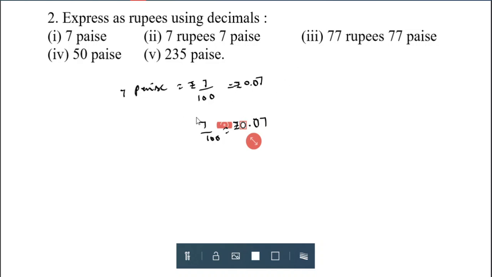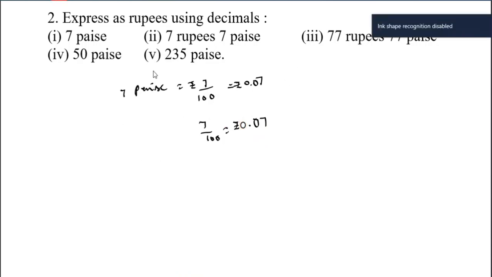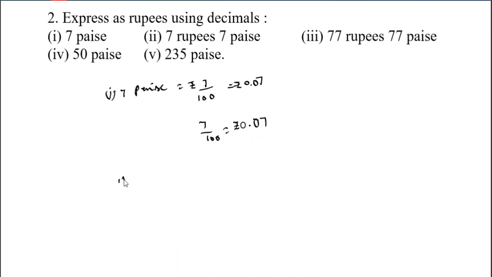Now the second one is 7 rupees 7 paisa. So convert into rupees. To convert the given number into rupees, the unit should be the same. Here rupees and paisa are there, so convert into paisa. 7 rupees is equal to how many paisa?